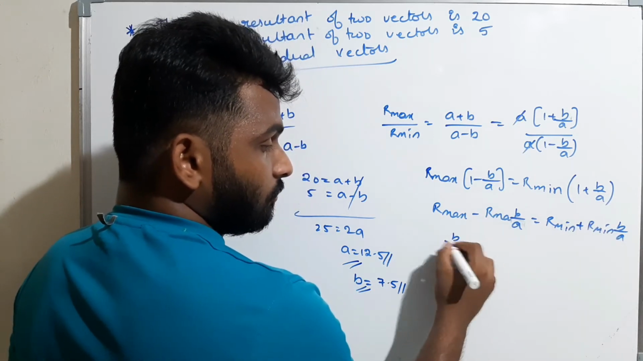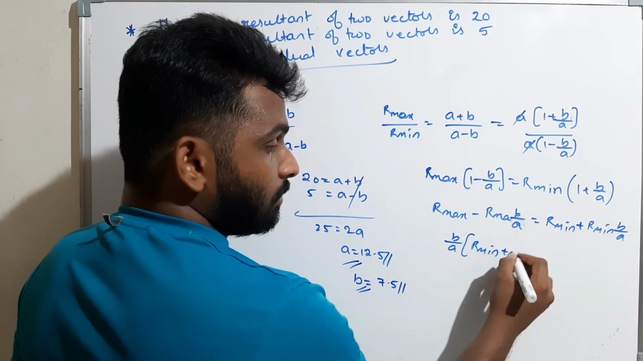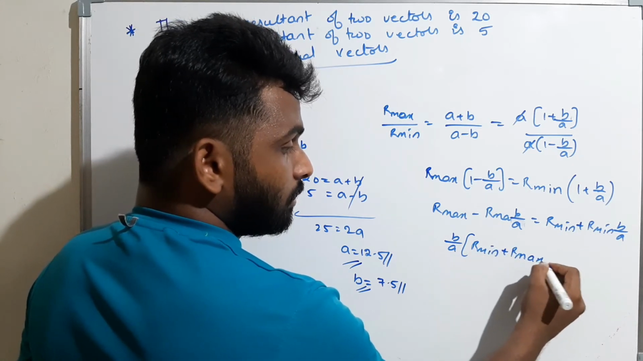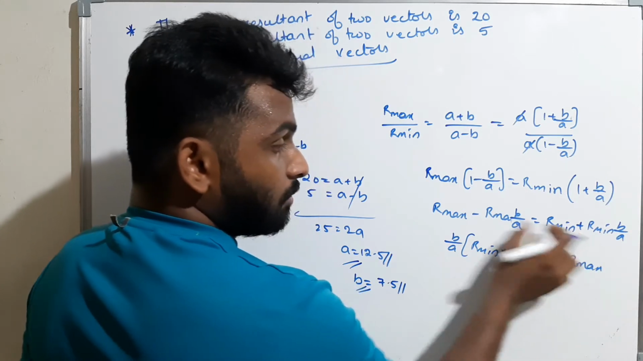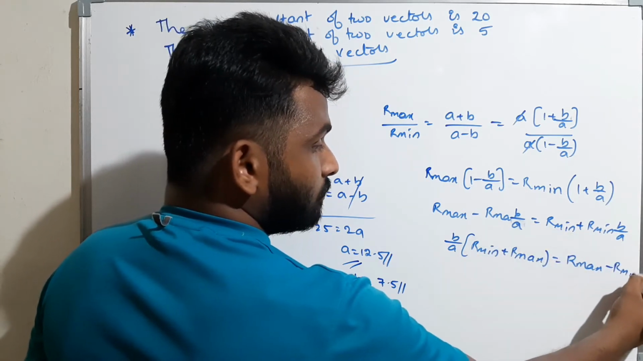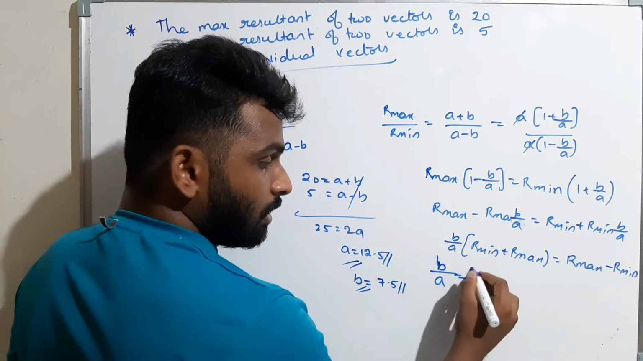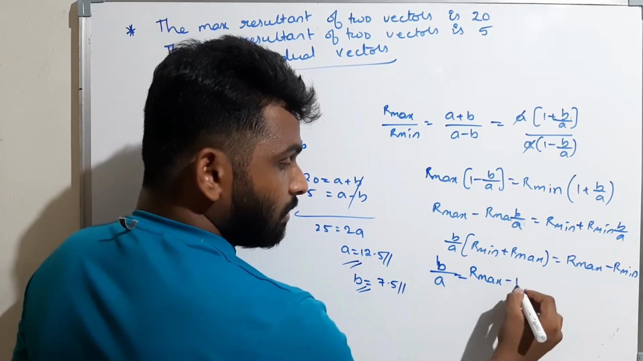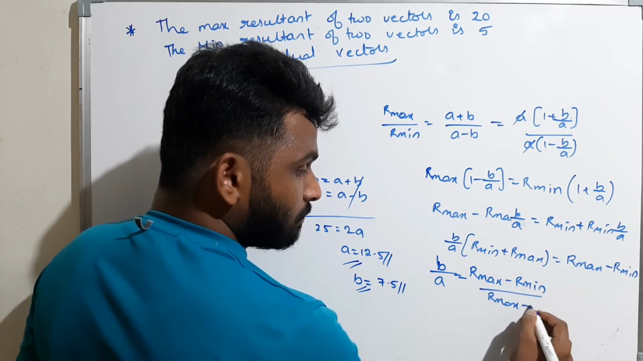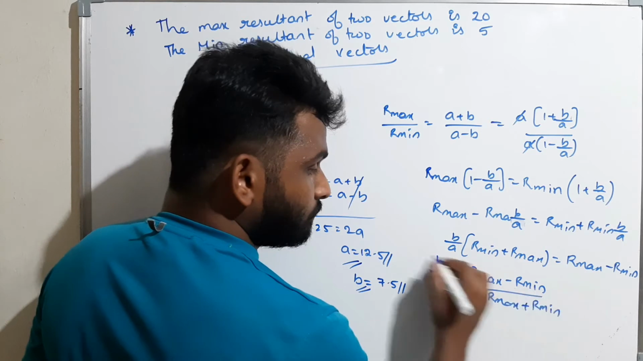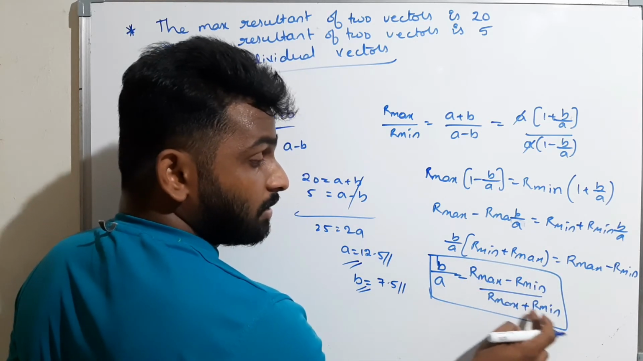What will you get if I send this on that side? B by a is equal to R maximum minus R minimum, since I am sending this R minimum this way. Therefore, what is b by a? B by a is equal to (R max minus R minimum) by (R max plus R minimum). Therefore the ratio of b by a is R max minus R minimum by R max plus R minimum.